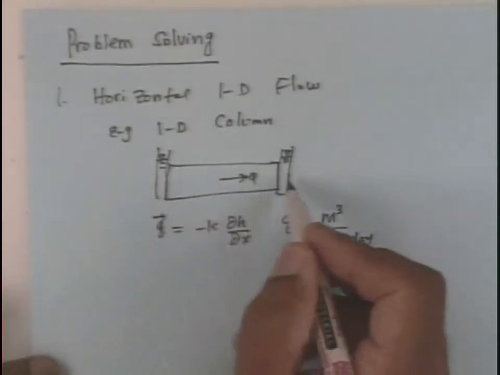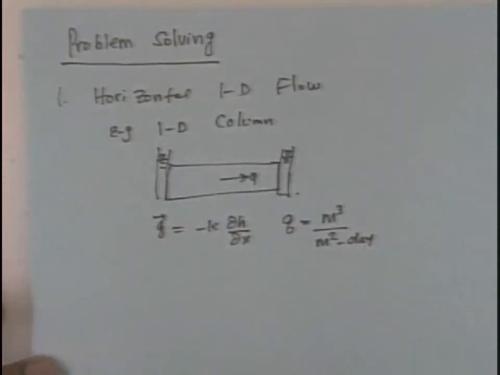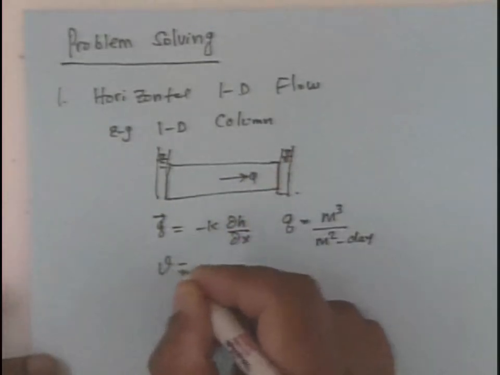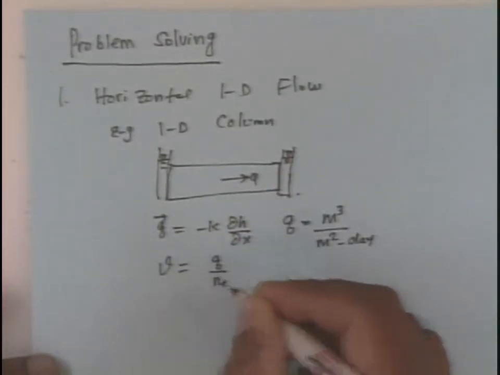I might give you a head here, find the head here, give a flow, change the conductivity, or you might have a column with two different conductivities, and also V equal to Q by NE.